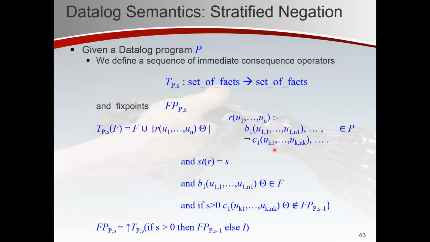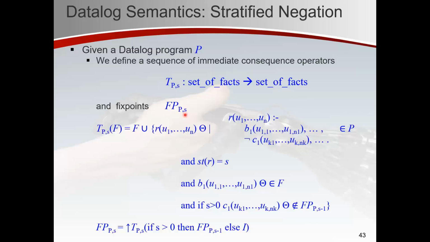And now our negated subgoals can only occur if S is larger than 0, of course. They should not be an element of the facts of our program of stratum S-1. So they should be only reachable in our current stratum S, but not in any strata before.